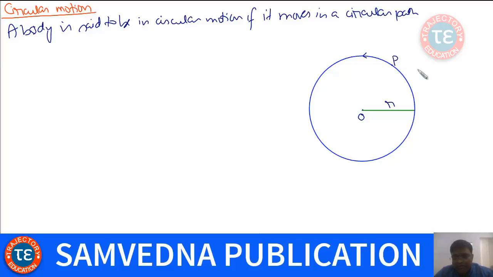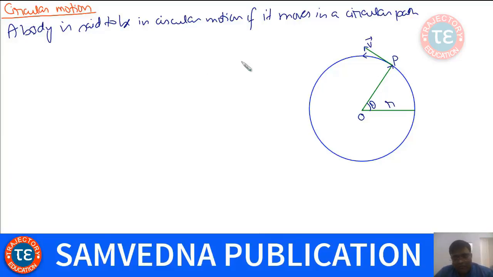Suppose the body is at point P. Then of course its velocity, as I told you earlier, is always tangential to the path. This is the path. So if the body is at point P, its velocity will lie in this direction. I can take the center O as the origin, and take this as the initial line. So this will be R, and the body at point P makes an angle theta. V will be tangential to the circle, right?